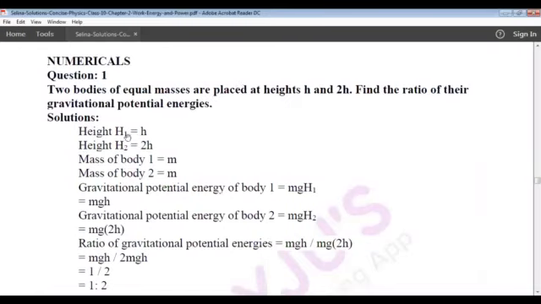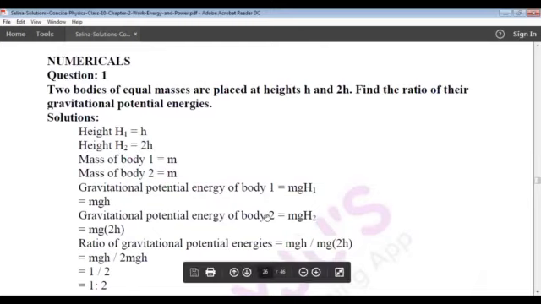So heights are h and 2h. Mass of body 1 is m and mass of body 2 is m. Both the masses are same, only height is different. The gravitational potential energy of body 1 will be mgh1. Here h1 is nothing but h, so it is mgh. The gravitational potential energy of body 2 is mgh2, where h2 is 2h, so it is mg into 2h.